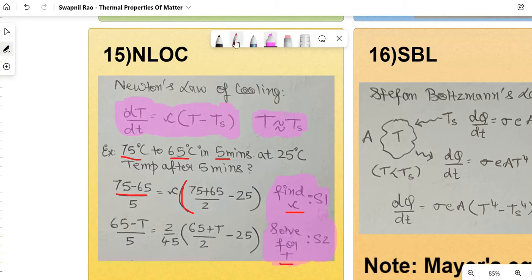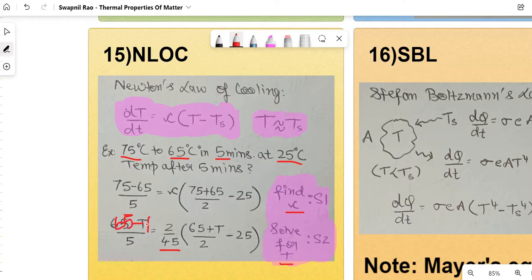So average temperature, as you can see, would be (75 plus 65) by 2 minus 25 degrees, which is the surrounding temperature, and I've written it over here in the question. It will be given as room temperature, so that's why it's 25. That was pretty obvious, 25 degrees Celsius. So you'll be able to find c, and the value of c came out as 2 by 45. So for the second equation, you have to find the temperature after 5 minutes.